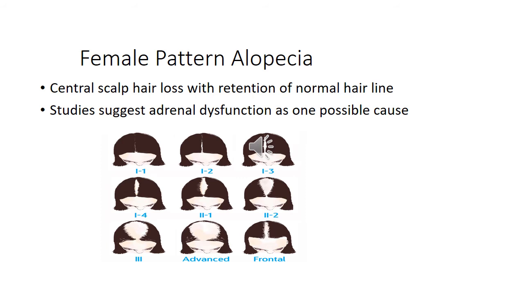In the female we may also have female pattern alopecia. Central scalp hair loss with retention of normal hairline. Studies suggest adrenal dysfunction as one possible cause.